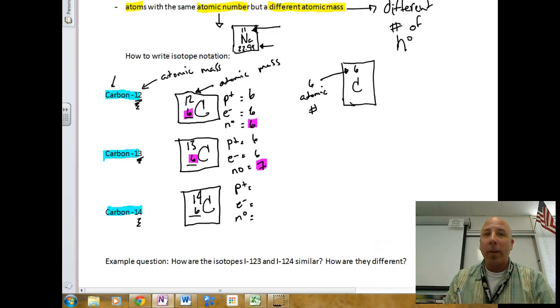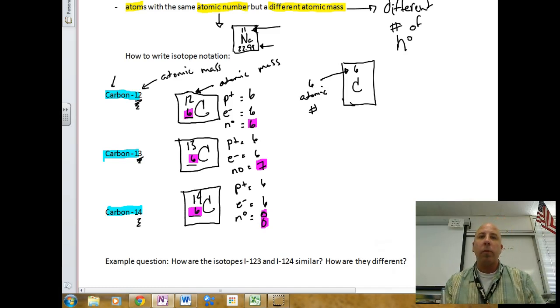So let's calculate the number of protons. Again, atomic number is 6. The number of electrons is 6. And then we're going to take 6 from 14, and that's going to give us the number of neutrons as 8. Number of neutrons is 8.